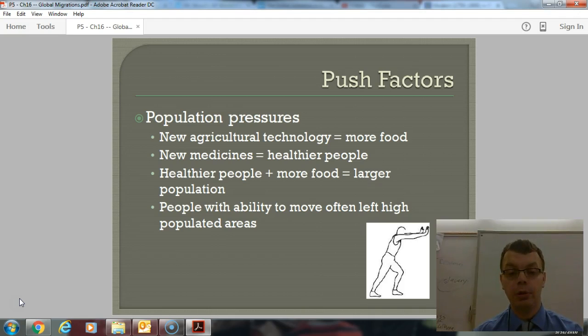And people with the ability to move often left high populated areas to go to parts of the world that weren't so highly populated. We're going to see this in Europe quite a bit. We're going to see this in South Asia and East Asia with both the Indian population and the Chinese population who are leaving there and spreading out all over the world, as we'll get into what is called, even though it's a bad term, the term coolie, which is used for a lot of Asians who move around the world as indentured labor, which is pretty close to slavery, if not slavery.